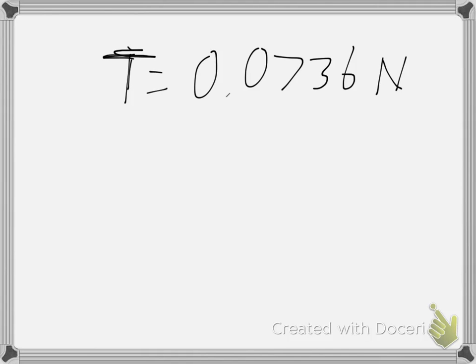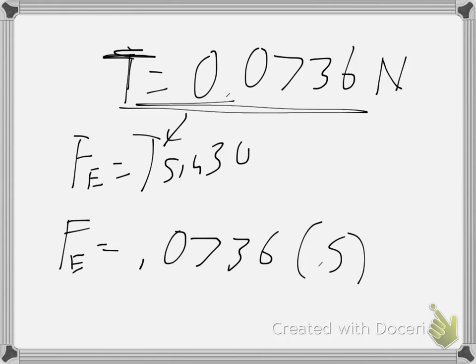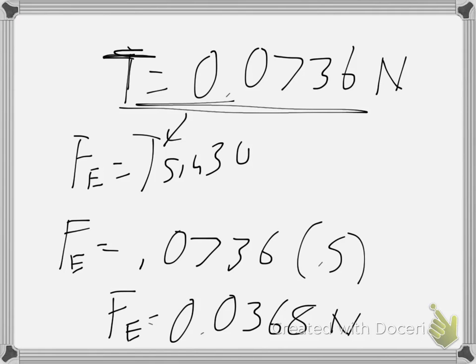Now if you go look at your horizontal sides, you have that your electric field force is going to be equal to T sine 30. So what I'll do is take this tension that I found earlier and plug it in for my T. And that gives me that my electric field force is equal to 0.0736 times the sine of 30. Sine of 30 is 0.5. So that gives me that my electric field force is 0.0368 newtons.